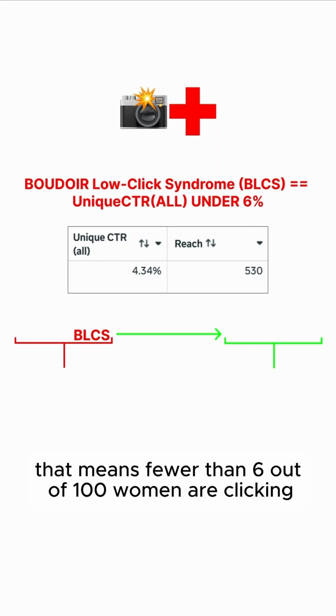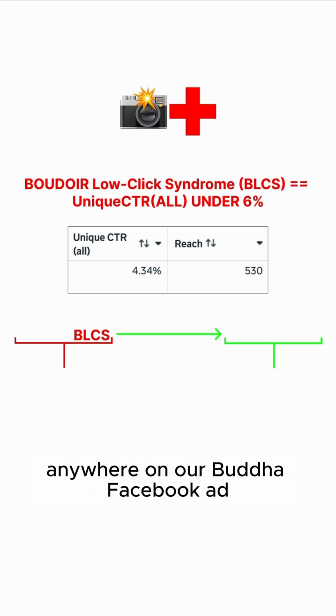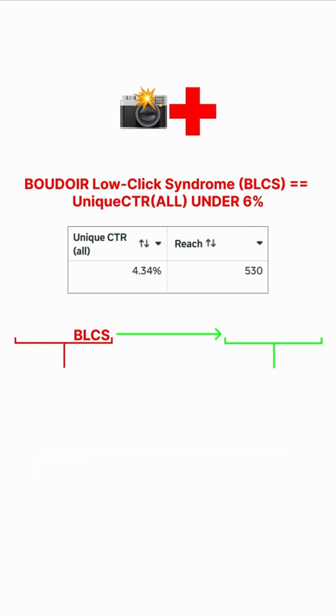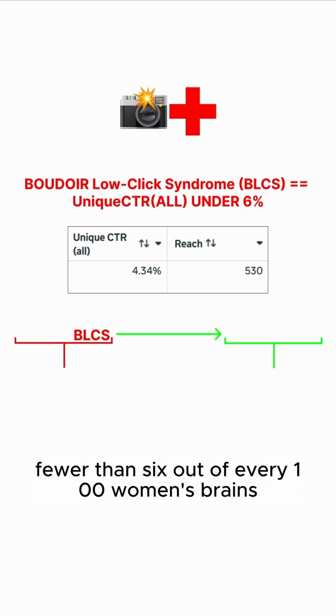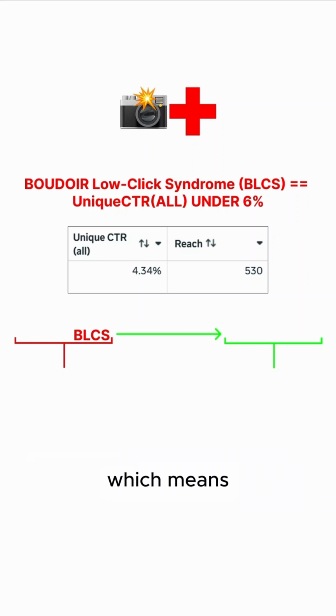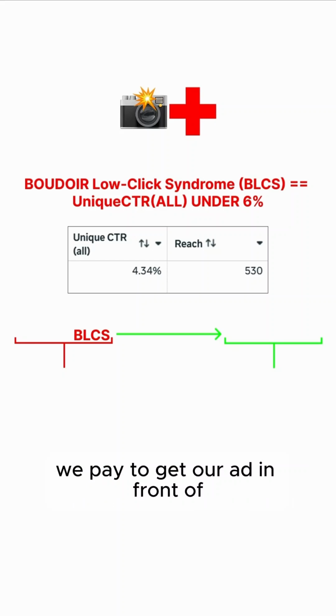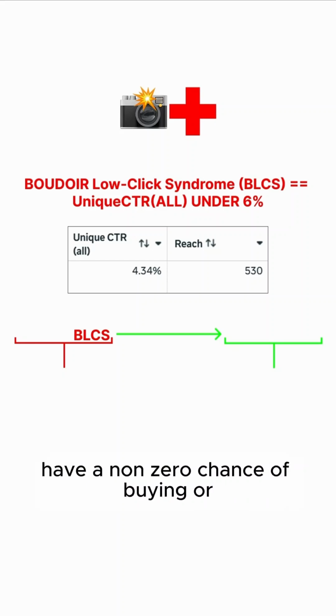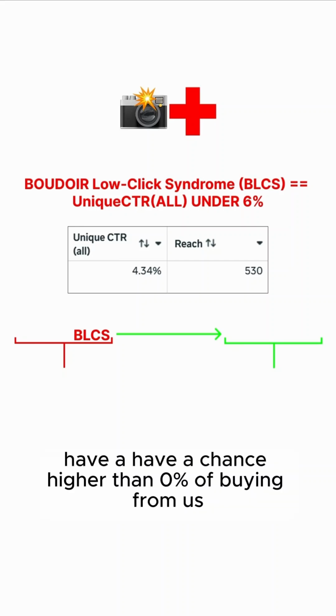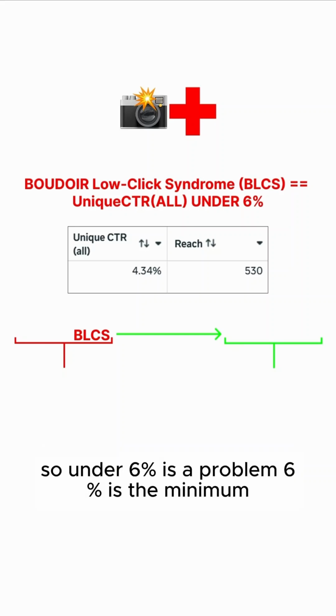That means fewer than 6 out of 100 women are clicking anywhere on our boudoir Facebook ad, which means our ad is entering fewer than 6 out of every 100 women's brains, which means fewer than 6 out of every 100 women who we pay to get our ad in front of have a chance higher than 0% of buying from us. So under 6% is a problem.